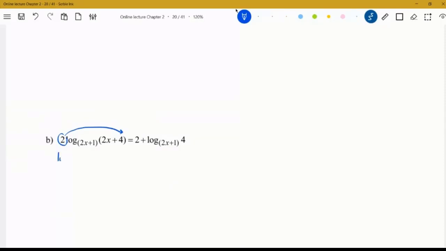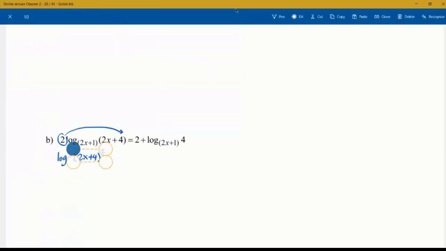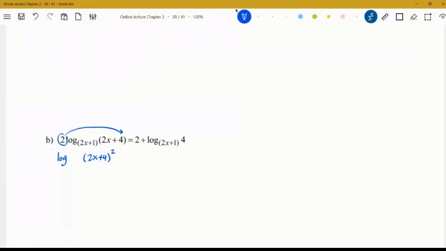So it's gonna be log 2x plus 4 powered by 2, and then base dia adalah 2x plus 1. Dekat sini base dia adalah 2x plus 1. And then equal with 2 plus log 4 base 2x plus 1. So saya pindahkan dulu yang ini ke sebelah kiri. Okay, so we have minus log base 2x plus 1 of 4 equal with 2.